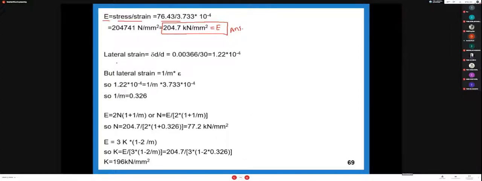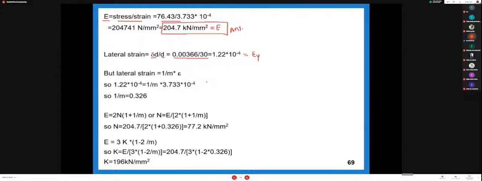Okay. Now then find out the lateral strain. The lateral strain is defined as the change in the diameter by the original diameter. So the change in diameter is given, and the original diameter is this. We say that this is epsilon y, means lateral strain. Okay.